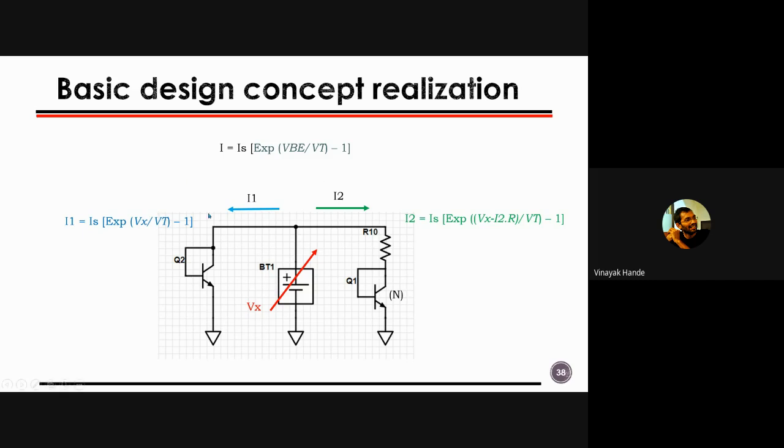Sorry. Then what is the value of I1 and I2? I have written over here. I1 value is nothing but Is exponent (Vx minus Vt). Vx is nothing but the VBE of this transistor. And I2, again, this is a voltage across this, which is nothing but Vx minus I2 into R, right? So that I2 value is Is into exponent (Vx minus I2 into R, means voltage drop across this resistor) divided by Vt, minus 1, right?